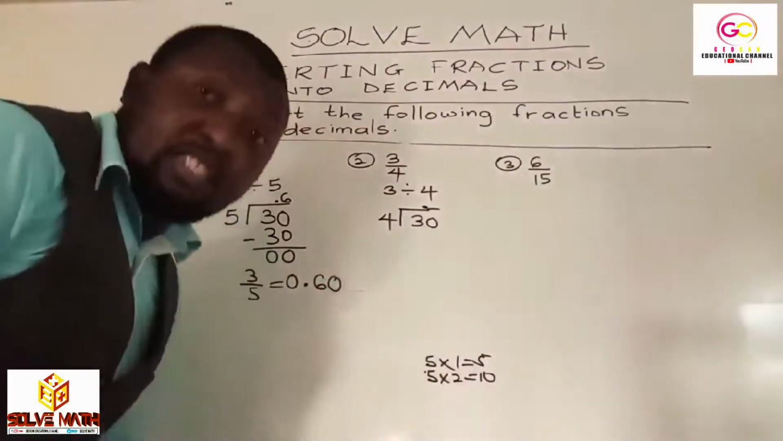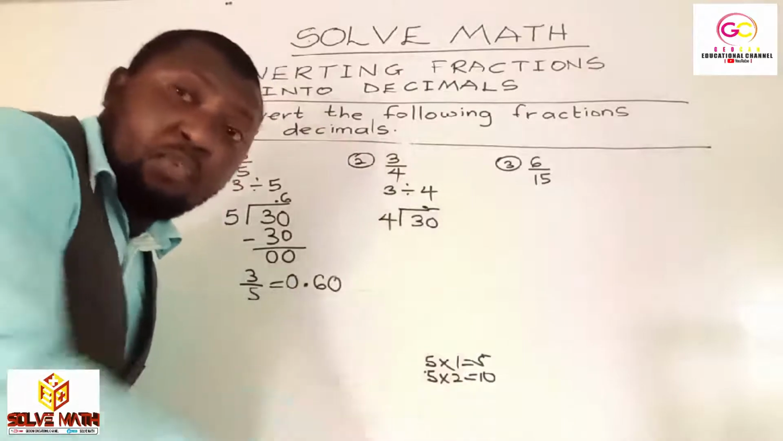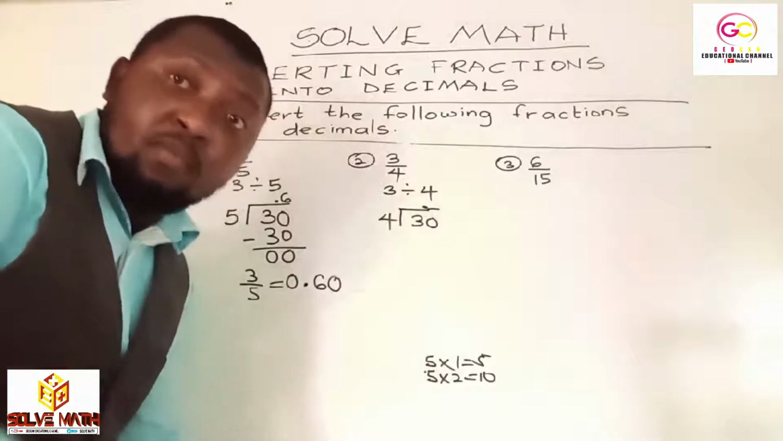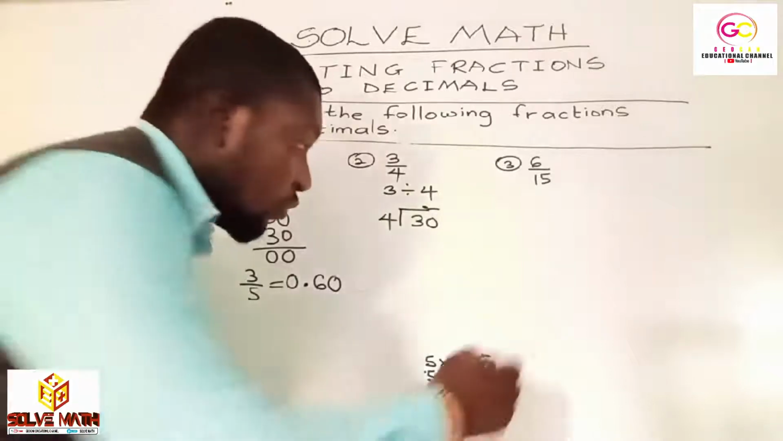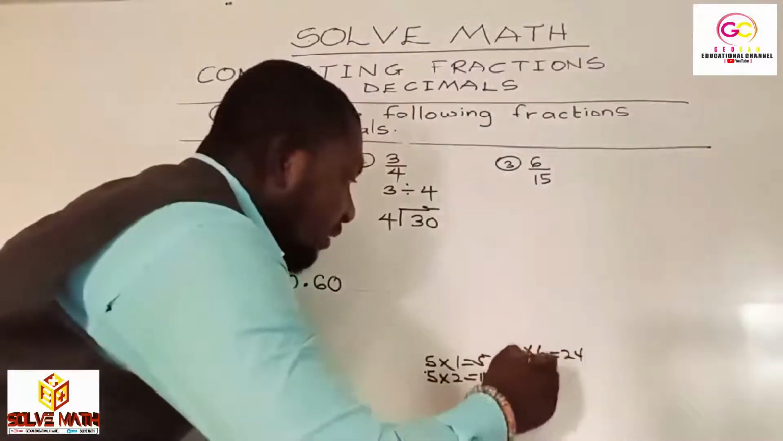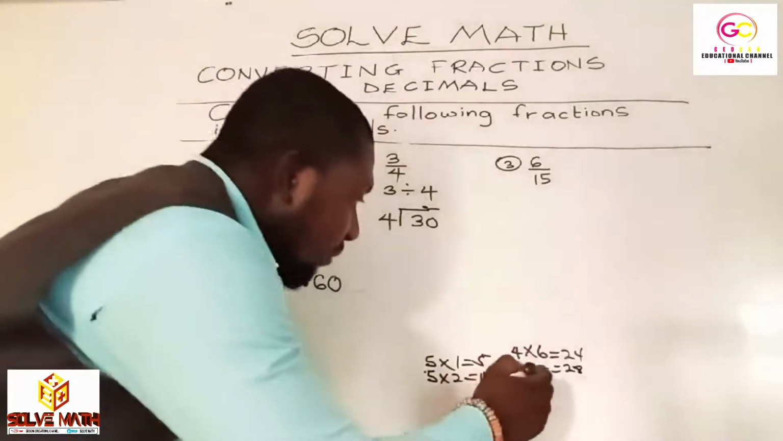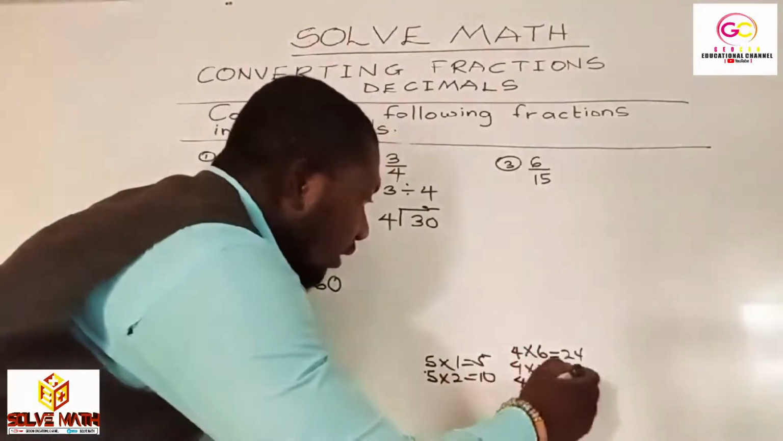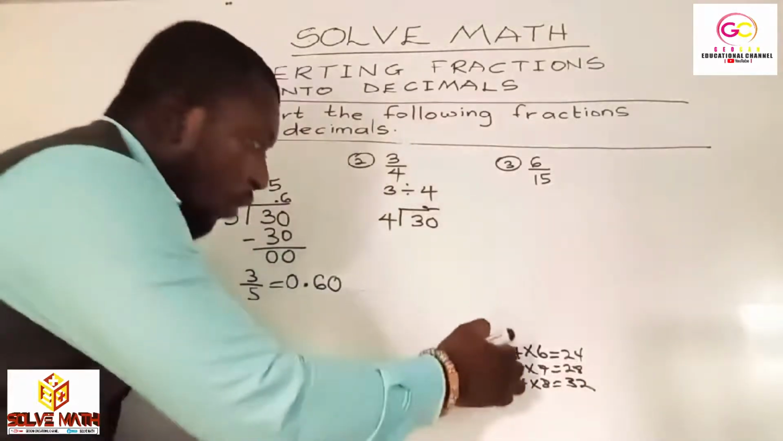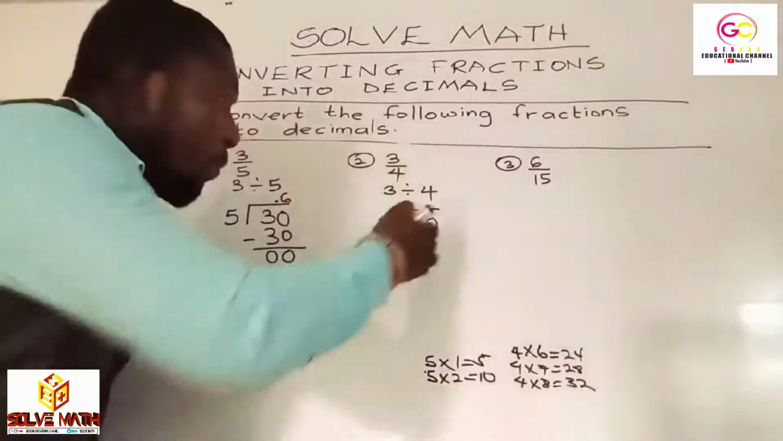So now, 4 times what will give you 30, or a number closer to 30? 4 will fill 30 how many times? 4 times 1 is 4, 4 times 2 is 8, 4 times 3 is 12, 4 times 4 is 16, 4 times 5 is 20, 4 times 6 is 24, 4 times 7 is what? 28. Good. 4 times 8 is what? 32. Good. So now, look: 4 times 7 is 28, and 4 times 8 is 32, which is more than 30.